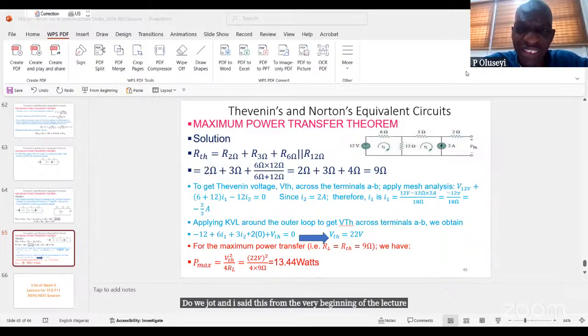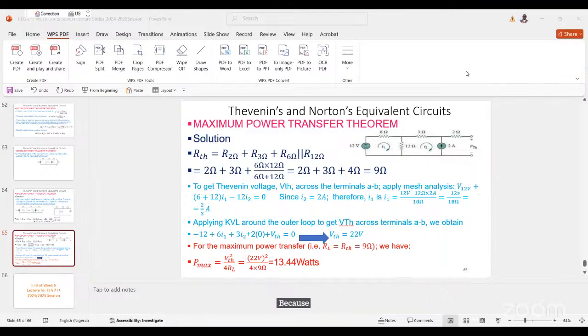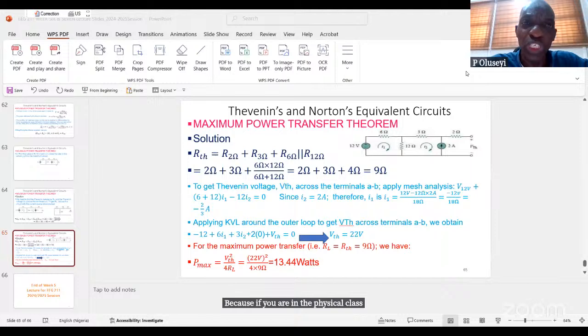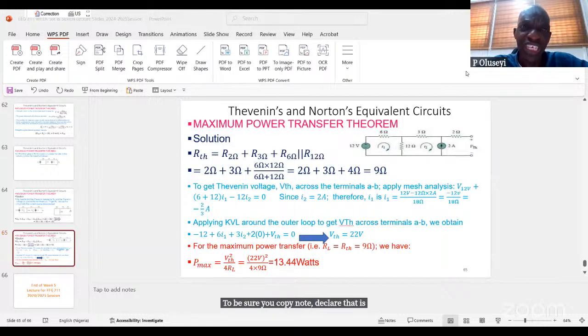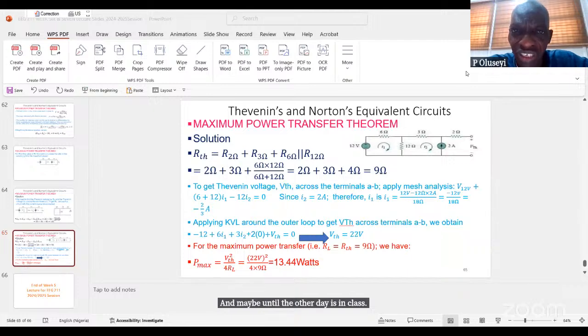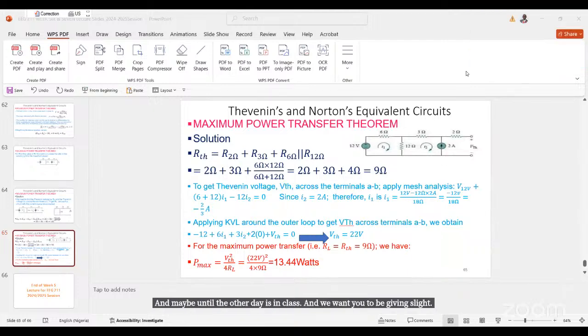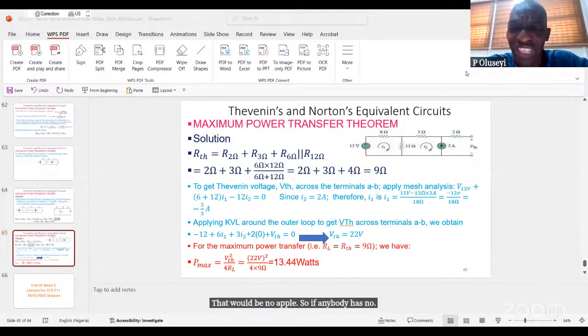I will not share my slides with anybody. Because if you are in the physical class, I'm supposed to be checking your notes to be sure you copy notes. It is a class that is supposed to be in class, and you want me to be giving slides. That will not happen. So if anybody has not, go and get any circuit analysis textbook.